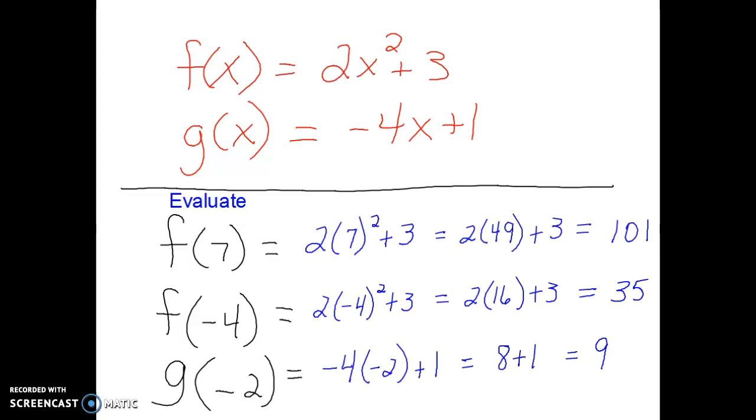You can pause the screen at any time to take a look at those things. But in my bottom example with the G, I use the -2 in place of the X in the G function. The other two examples, I used the top function.